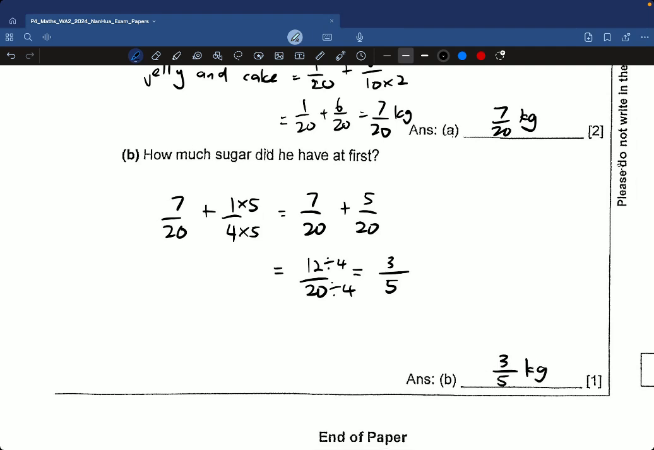So you see over here, you simplify your answer. And that's it for Nanhua exam paper.